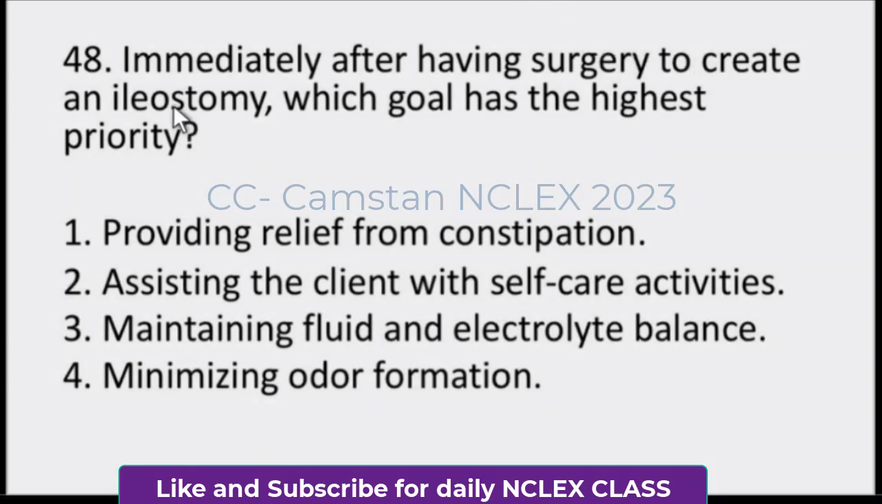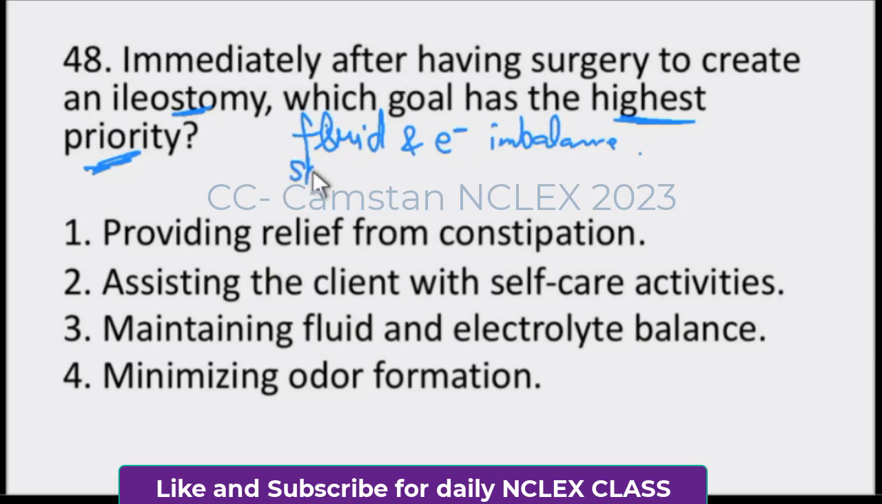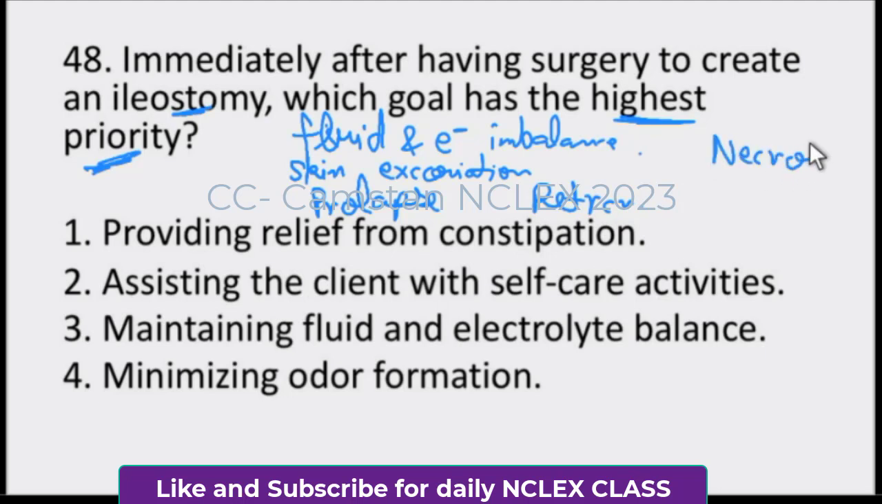Immediately after having surgery to create an ileostomy, which goal has the highest priority, right? So, which goal has the highest priority? Well, before starting the question, let's first read what are the post-operative complications of ileostomy. And these are fluid and electrolyte imbalance. Next one is skin excoriation. Next one is prolapse of the stoma. Next is retraction. Next is necrosis and parastomal herniation, right? So these are few of the post-operative complications that the client can have post ileostomy, right?